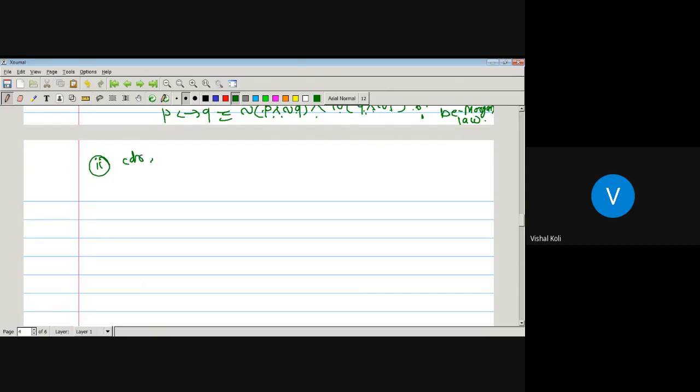Consider negation of (P or Q) or negation of (P and Q), which is equivalent. Negation of (P or Q) is nothing but negation of P and negation of Q, which is from De Morgan's law, or as it is. And this is nothing but negation of (P and Q), which is from De Morgan's law. Just we have used De Morgan's law.